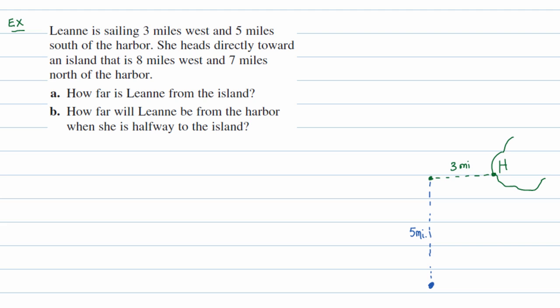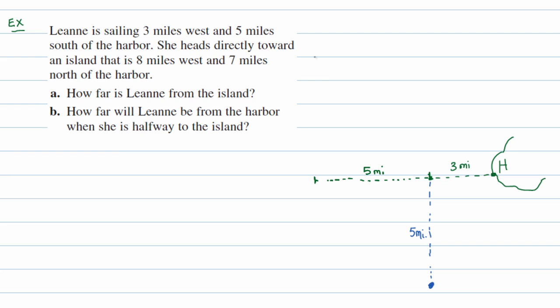So let me go ahead and draw west for 8 miles. Here's the harbor. Let's go west 8 miles. Well, we already have 3 miles of it, so let's go another 5. Let's just say that's about 5 miles. So altogether, let me just put 5 miles here. From here to here is 5 miles. But altogether, that's 8 miles west of the harbor.